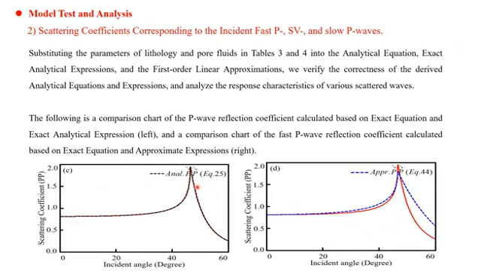Substituting the parameters of the lithology and the pore fluids in Tables 3 and 4 into the exact analytical expressions and the first-order linear approximations, we verified the correctness of the derived analytical equations and expressions, and analyzed the response characteristics of the various scattered waves. The following is a comparison chart of the P-wave reflection coefficient calculated based on the exact equation and the exact analytical expression, like the left one, and a comparison chart of the fast P-wave reflection coefficient calculated based on the exact equation and the approximate equation, like the right one.